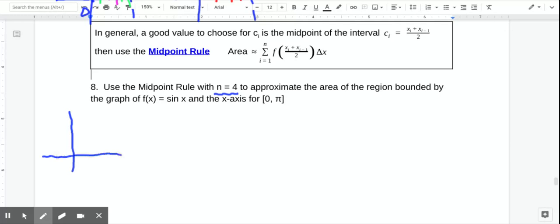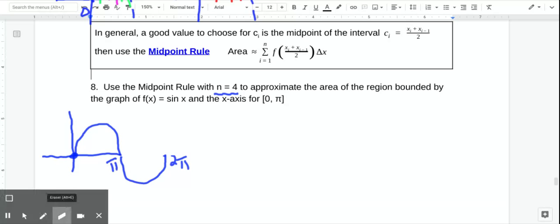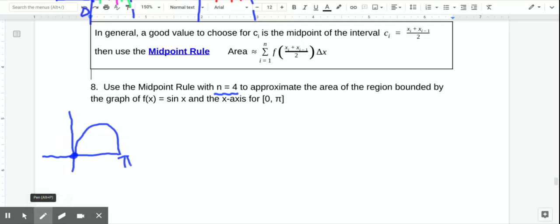So we know that sine goes through the origin. Okay, it goes up and back, and then it goes down and back. So over here, this is 2 pi, but remember, we only want to go to pi. Okay, so we actually don't need this lower part. Okay, so this is the area that we're trying to find, under that curve.